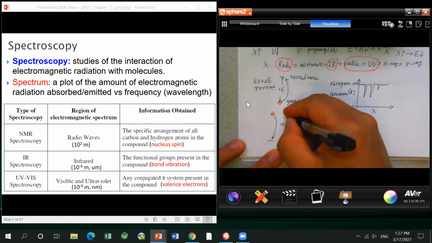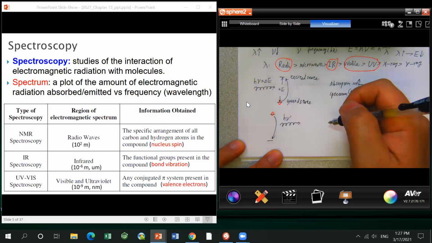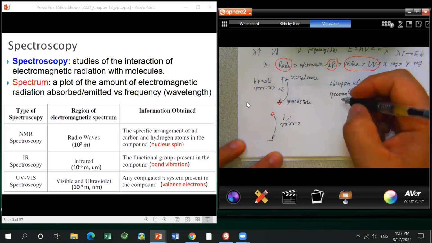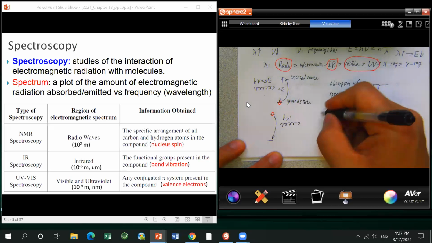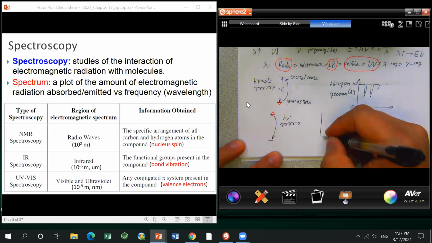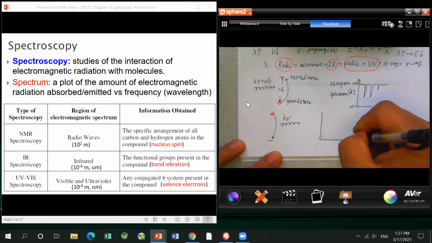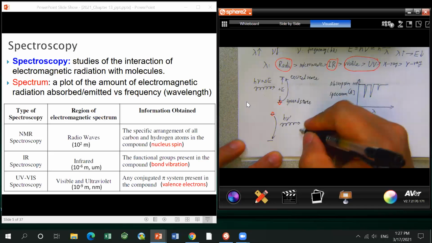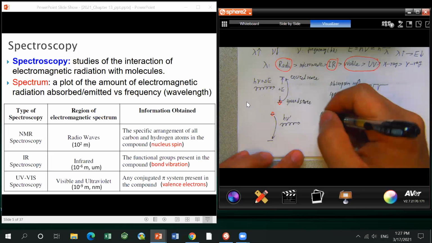Right, so that we use h mu prime. And then when it's released, if you have some detector by your sample, it can detect what kind of frequency, what kind of wavelength of the released energy, and then you can draw the emission spectroscopy.